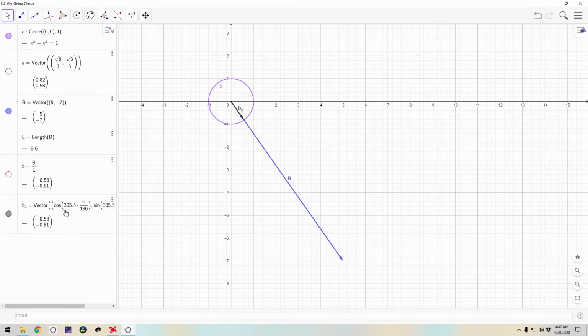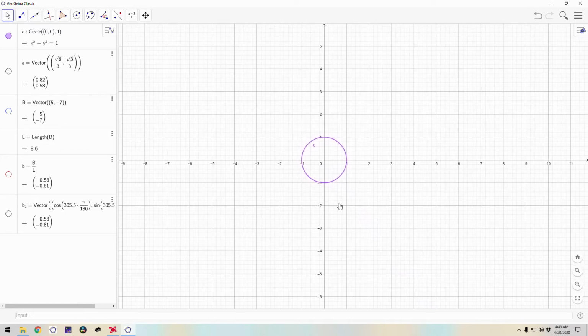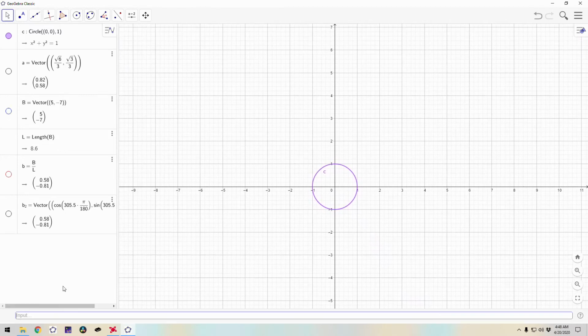We computed the 305.5 degree angle for this b vector. And all I typed in for this vector was just the cosine and the sine of that angle with no magnitude. So it's going to create a unit vector there. Okay? And then also to discuss the other vector that we were talking about, the vector z.